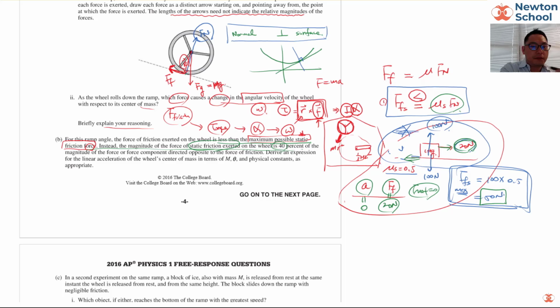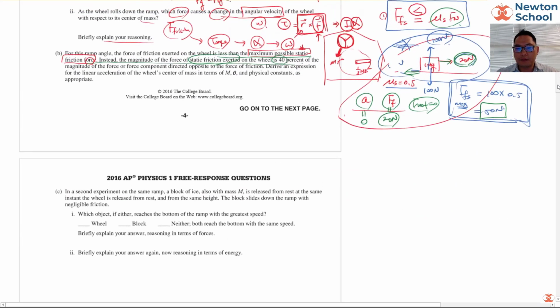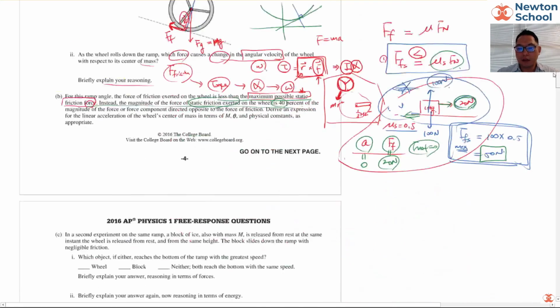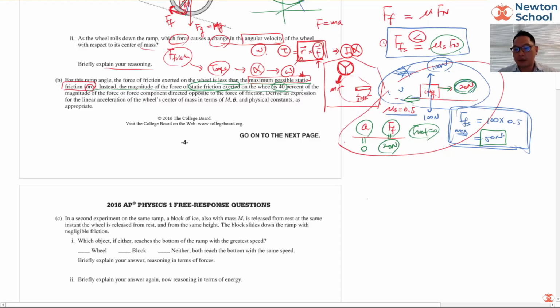Now if I draw this, let's look at the force diagram. Oops, I think the ramp was on the other side. The ramp was in this direction.